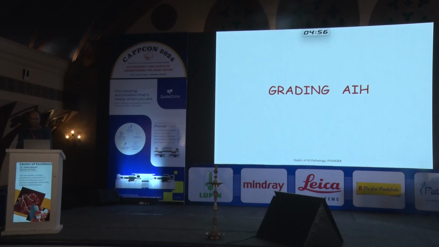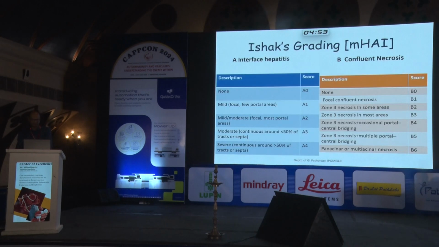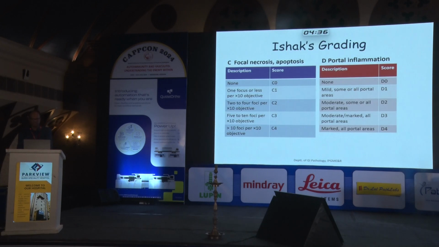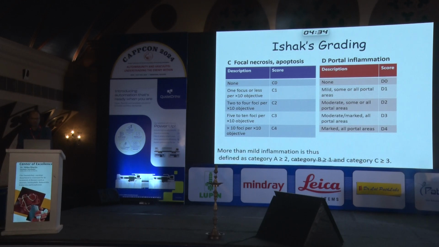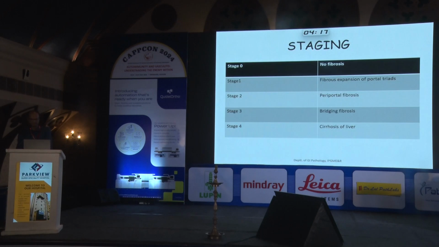So grading is very important, and various grading systems can be used. Usually we use the modified histological activity index, where we grade according to interface hepatitis, confluent necrosis. Every category is given a score, and then focal necrosis and portal inflammation. And the total score is added to be 18. More than 6 is definitely active hepatitis, and A more than 2, B more than 1, and C more than 3 is taken as more than mild inflammation.